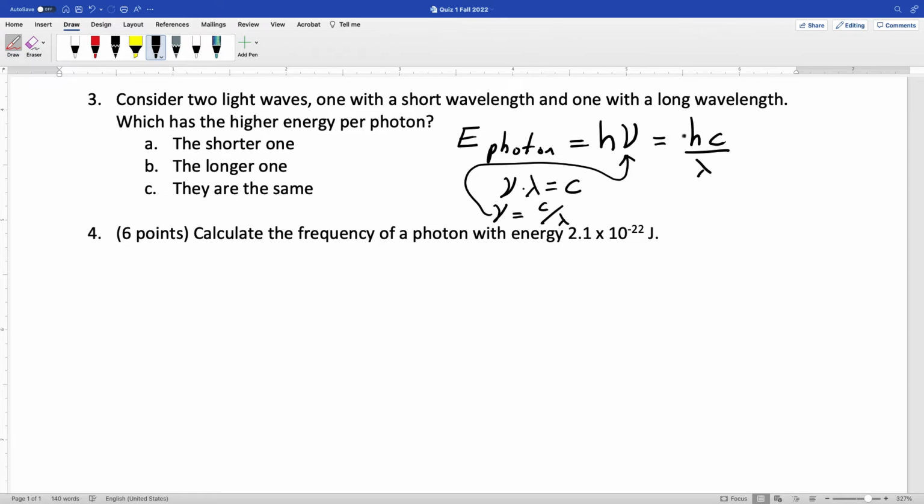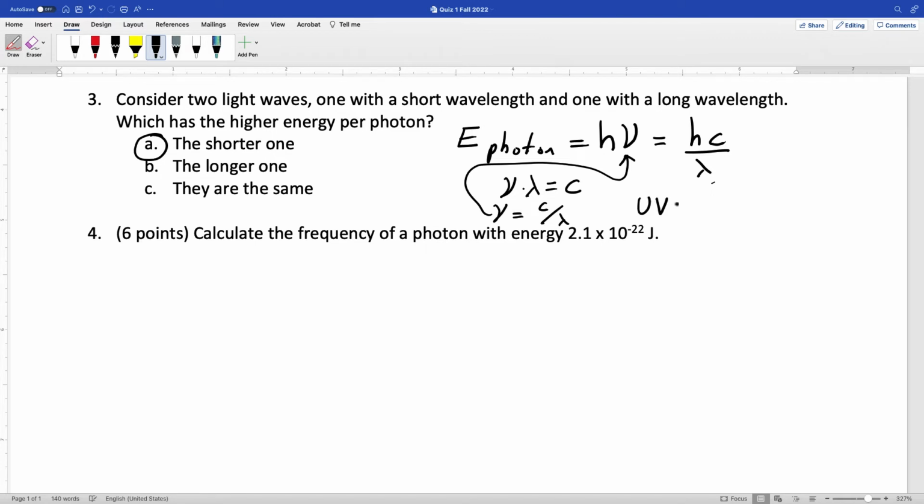And now we can see that the energy of the photon and the wavelength are reciprocal, right? There's a reciprocal relationship. If one goes up, the other goes down. So if we want a higher energy per photon, we want a smaller value of lambda, right? So the shorter the wavelength, the higher the energy.